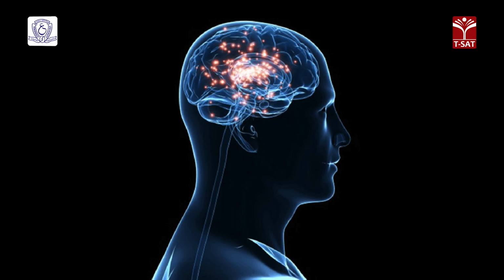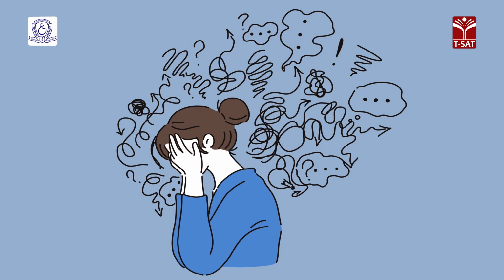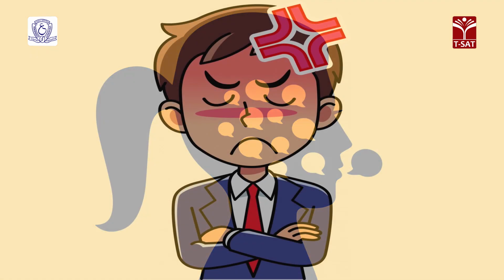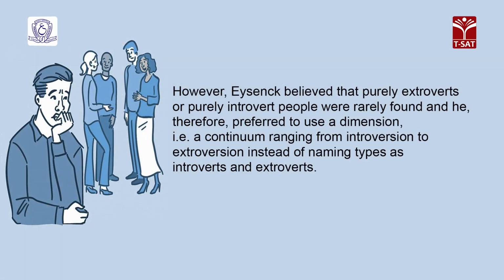Introverts, on the other hand, lie at the other end of the scale, being quiet and reserved. They are already over aroused and shun sensation and stimulation. Introverts are reserved, plan their actions and control their emotions. They tend to be serious, reliable and pessimistic. However, Eysenck believed that purely extroverts or purely introvert people were rarely found, and he therefore preferred to use a dimension that is a continuum ranging from introversion to extroversion instead of naming types as introverts and extroverts.